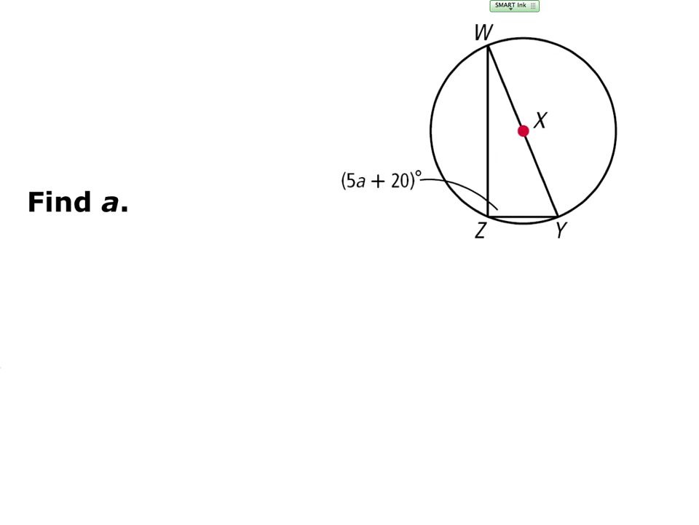Okay, here's a problem related to that theorem. What do you need to notice? And think about it. You need to notice what? Because there's a diameter, and if you go from the ends of the diameter, the angle formed is angle Z. So what should we know about angle Z? It's 90 degrees. So 5A plus 20 has to equal 90. Okay, work it. 5A plus 20 equals 90.